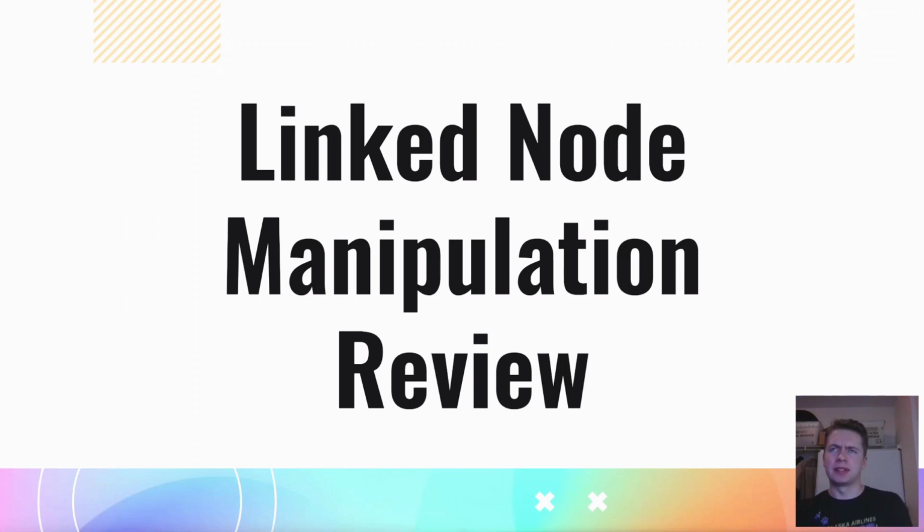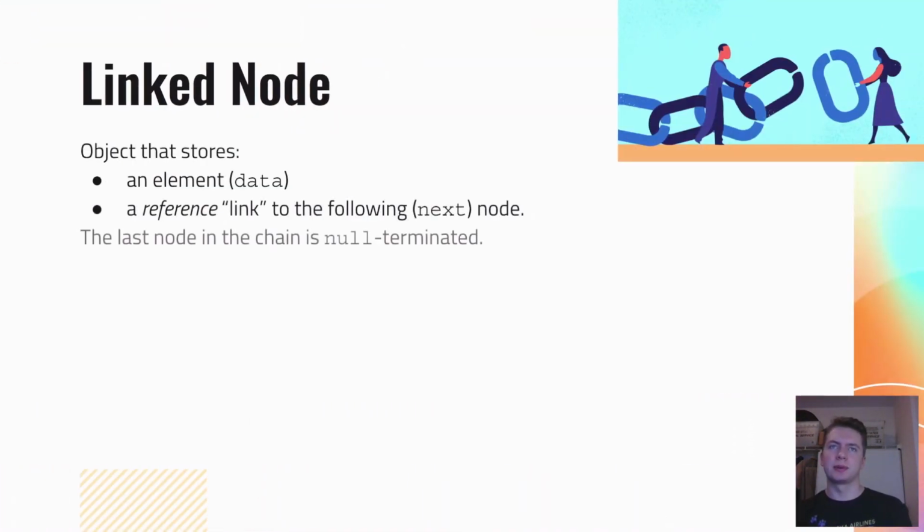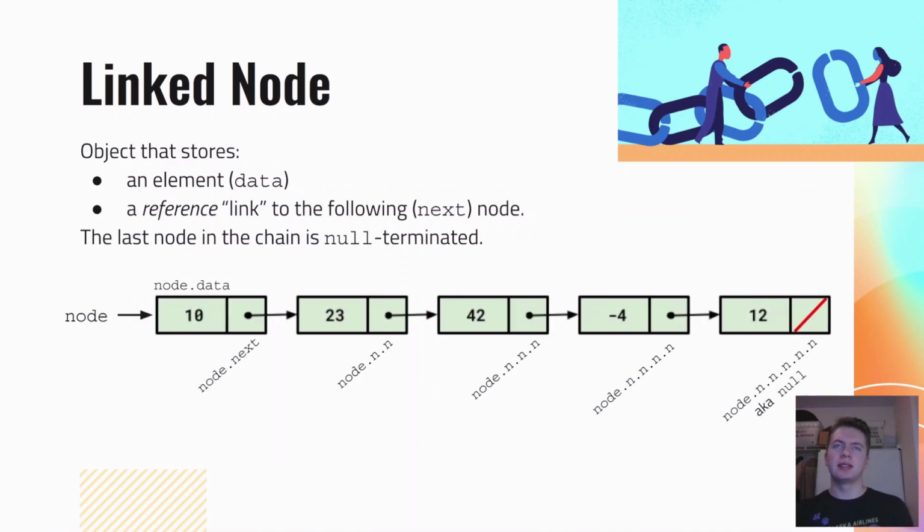Today we'll be reviewing linked nodes, as well as these kind of tricky manipulation problems that are common when working with linked nodes in CSE 123. Very briefly, a linked node is an object that stores an element called data, and a reference to another linked node, or it just looks like a linked node field. In this example, we have a node that points to another node and another node, as is common when we work with series of linked nodes.